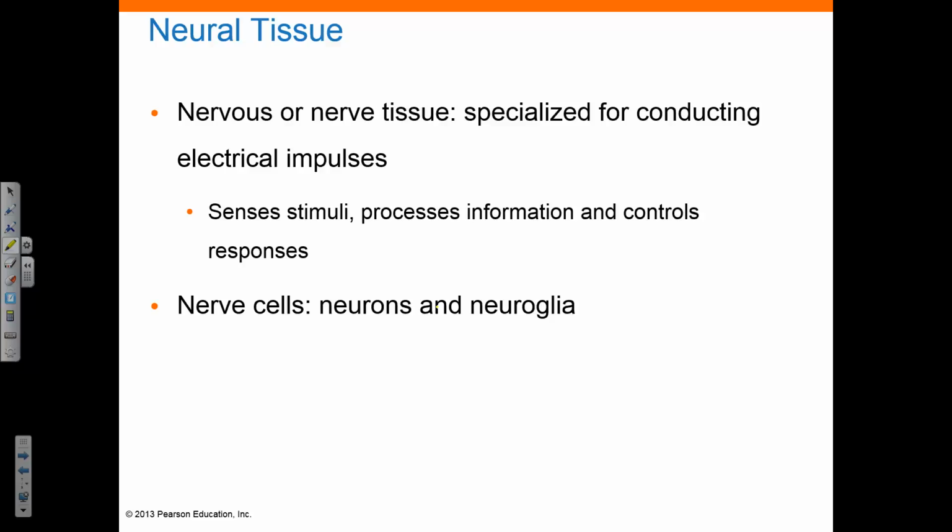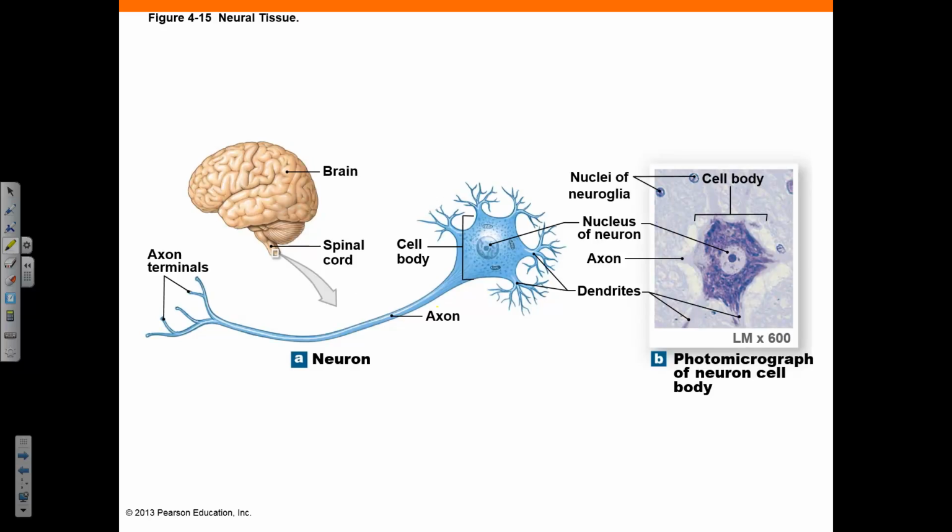These electrical impulses allow us to communicate information. These tissues can sense stimuli, process information, and control the response to that information. Nerve cells include neurons and neuroglia. Neuroglia are the cells that are going to support those neurons. Let's take a look at a neuron.